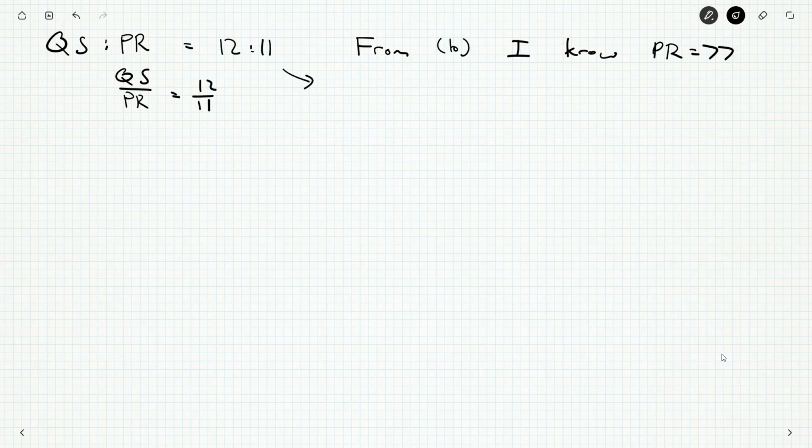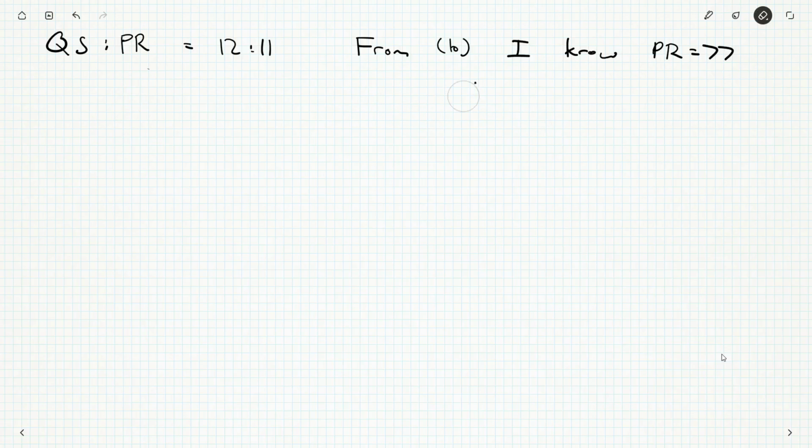Another way to do it is ratios. So QS to PR is in a ratio of 12 to 11. So we know there exists some K so that QS is 12K and PR is 11K. And then you could say, well, 11K is equal to 77, K is going to be 7, so what's QS? So there's lots of different ways to go about doing it.